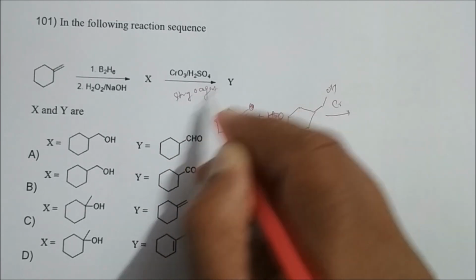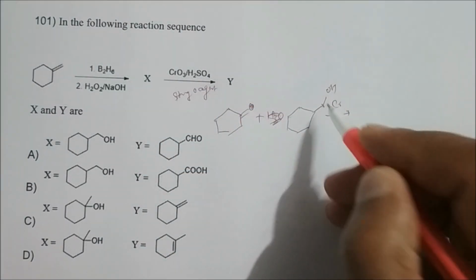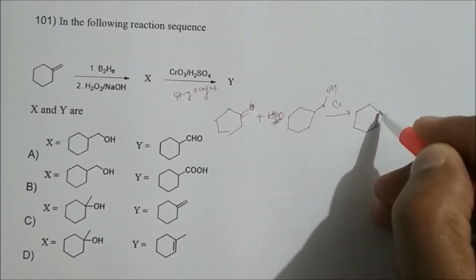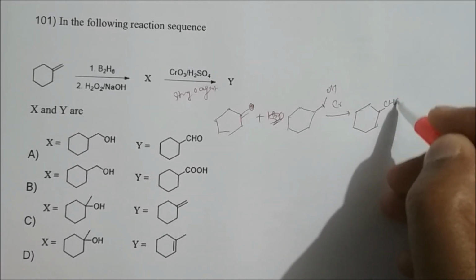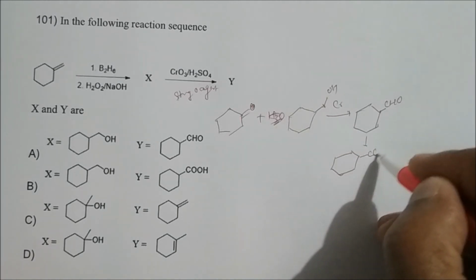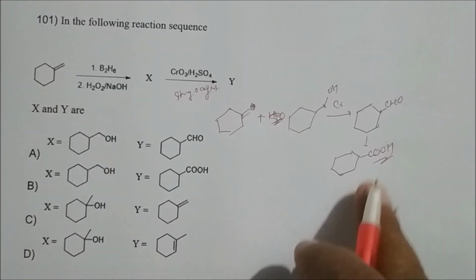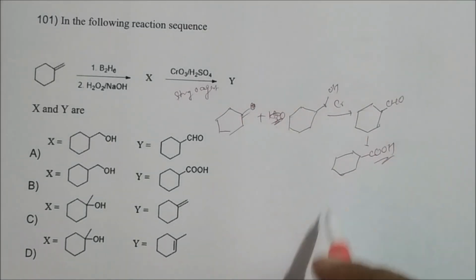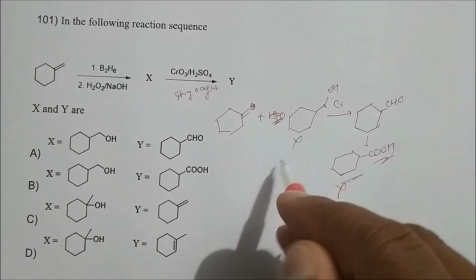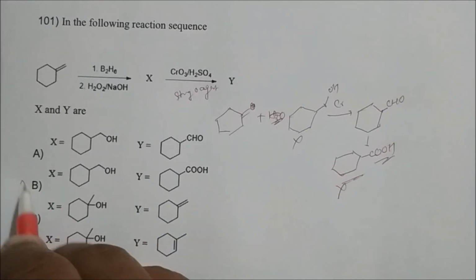So in this case, what will happen? This will oxidize this carbon, so you will get a structure like this one. This is CHO, and due to the strong oxidizing nature, CHO will finally convert into the acid. So it is converted to cyclohexanoic acid. So this is the Y structure and this is the X structure. If you compare, we get this answer as correct.